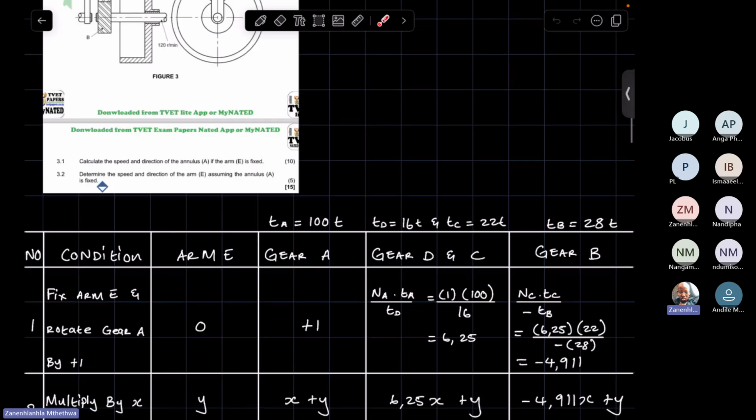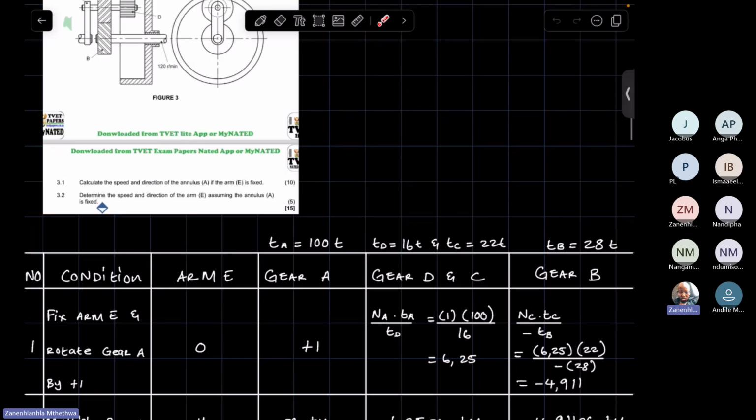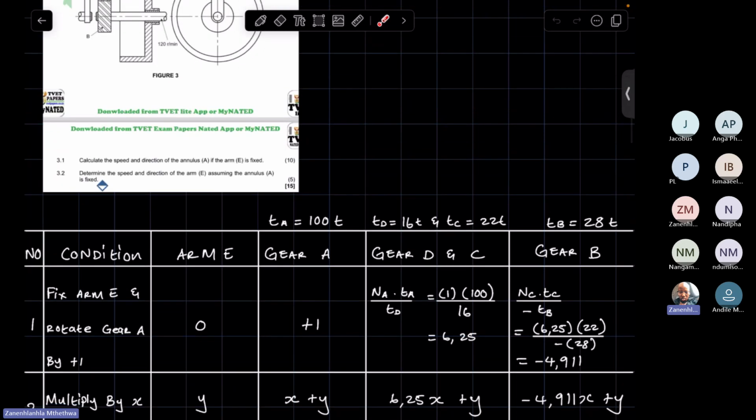Now a typical epicyclic gear train will have an arm, an annulus gear, a planetary gear, as well as a sun gear. Typically, that's how it goes. Now, on your table, this is how I like to lay out my gears. I have the number of condition, I have the condition, then I have the arm.